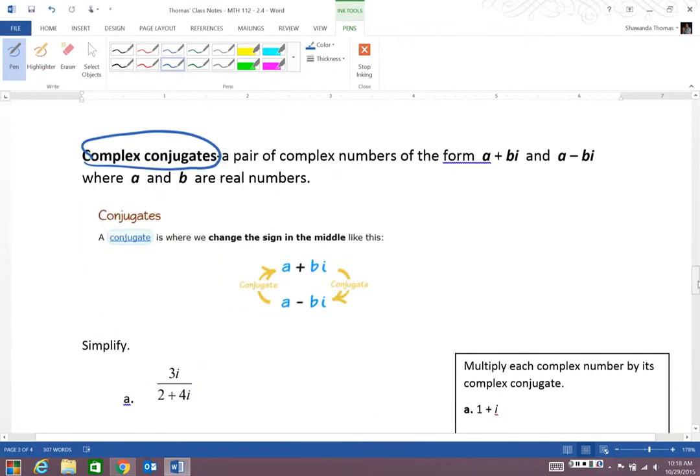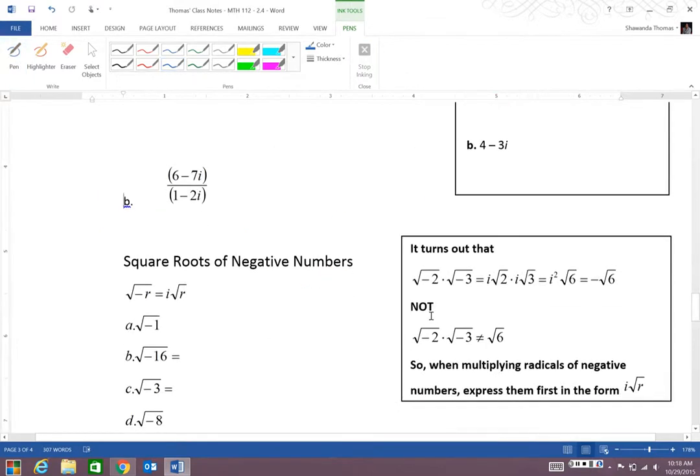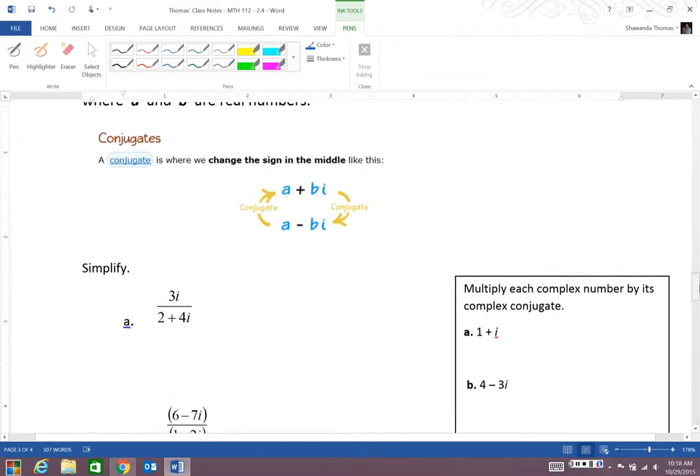Alright, let's talk about complex conjugates, a pair of complex numbers of the form a plus bi and a minus bi, where a and b are real numbers. So again, this is the form of conjugates. They look the same, a and bi are the same, but there's a plus sign in the middle of those two terms and a minus sign in the middle of those two terms, then they are conjugates. A conjugate is where we change the sign in the middle like this. So here is another image to help you understand what a conjugate is.